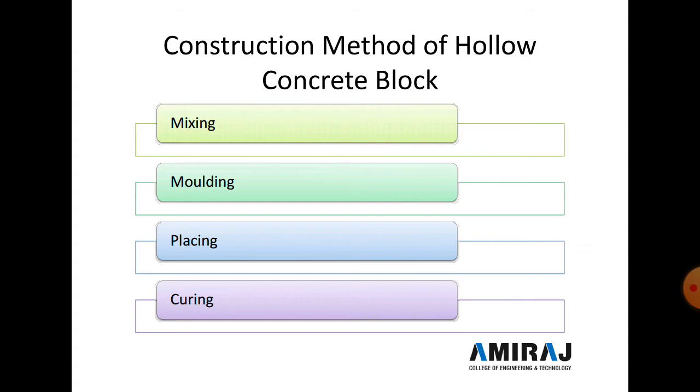And the last point of the hollow concrete block manufacturing method is curing. After taking the block out of the mold, they are kept under a shade for at least 24 hours, and then they are immersed in a water tank for curing for at least 1 week. The second method is sprinkling water with a plastic pipe. It is the most common method for curing and is preferably used at the construction site. After completing the curing process, the blocks may be stacked.